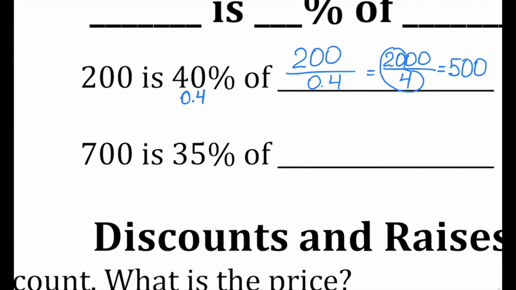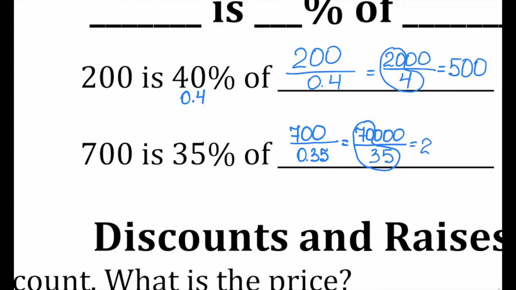Now, 700 is 35% of what? Again, 700, we will have to divide by the decimal representation of 35%, which is 0.35. Now I'm going to get rid of my decimality. 700 multiplied both sides, both the top and the bottom, by 100 will give me 35. Now I know that 70 is double of 35. So 70 over 35 will give me a 2. And then I have the leftover zeros, all 3 of them. So 35% of 2,000 is 700.